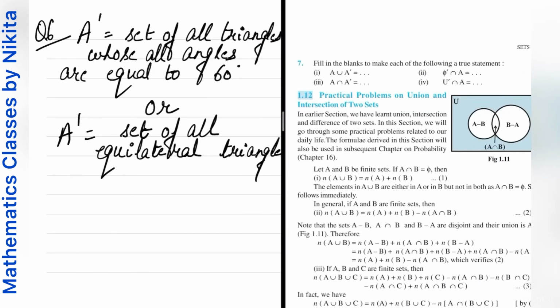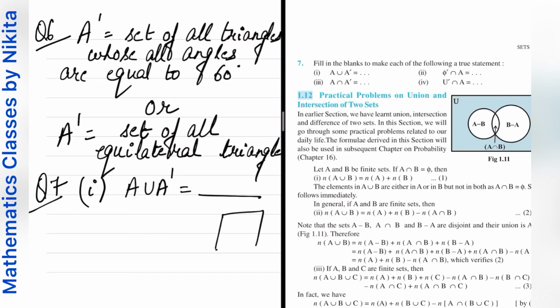Next part, fill in the blanks to make each of the following a true statement. So the first part is A union A complement. Now what is A complement? A union A complement. If this is your Venn diagram, this is the set A, then this is A. You have to take its union with A complement. A complement के ये बाकी. So you will get whole of the U.